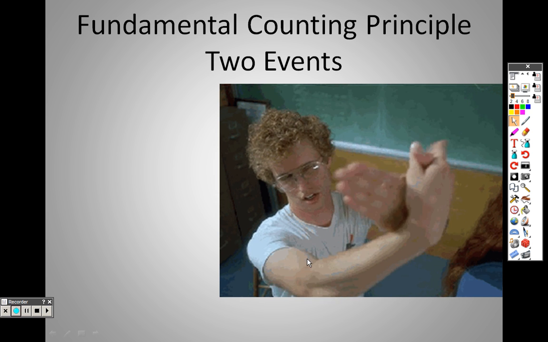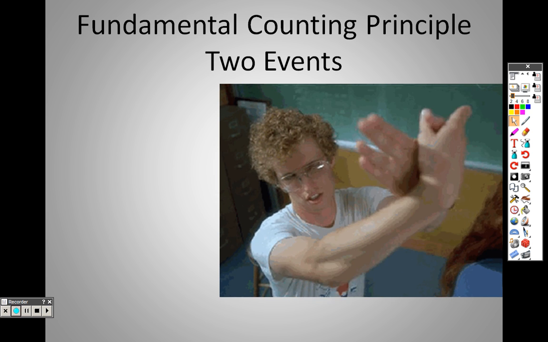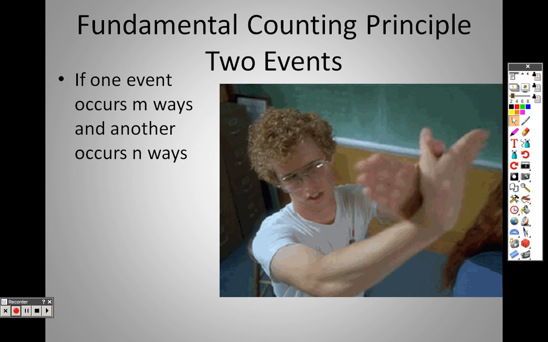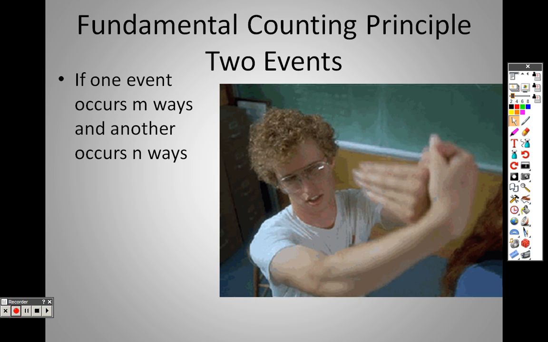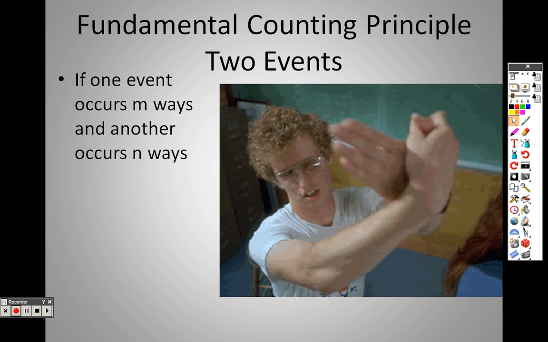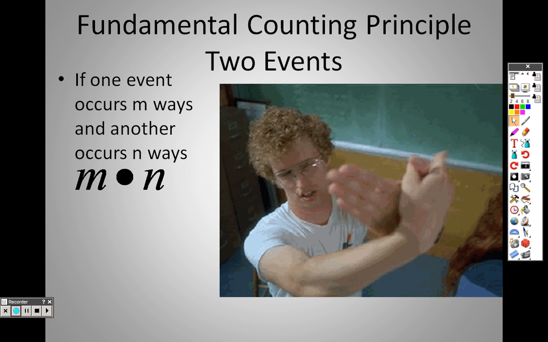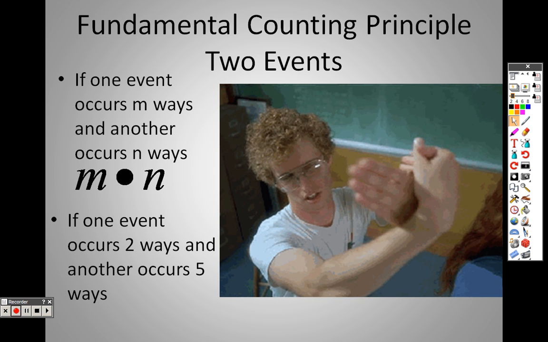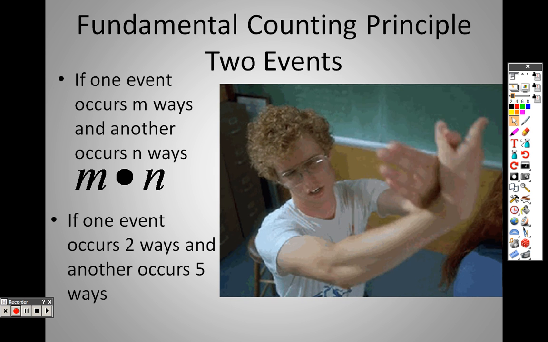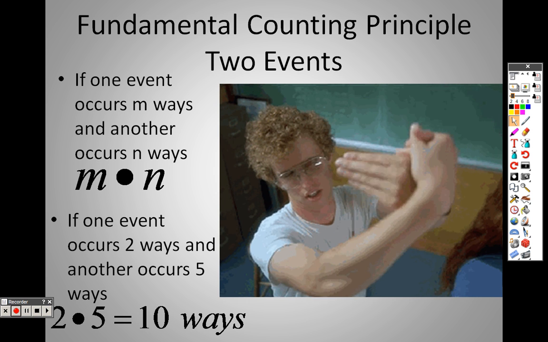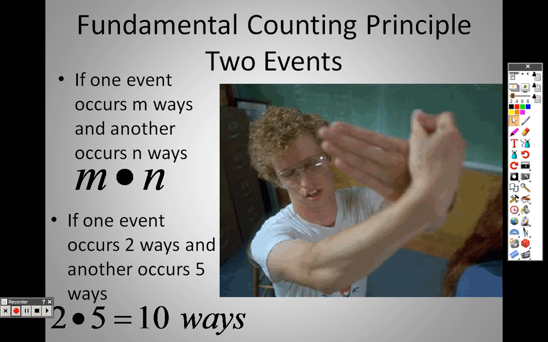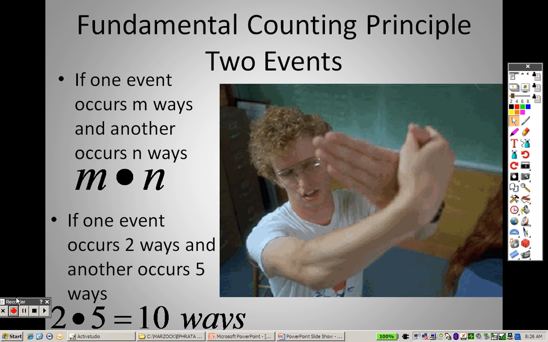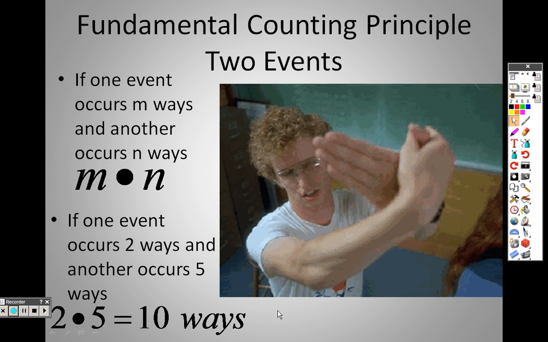So the fundamental counting principle of two events. Basically, what we're saying here is if you have one event that occurs m ways and another event that occurs n ways, you are basically going to take m times n. That's all you're going to do. You just multiply them. All you're going to do is multiply the events together. It's literally all you're going to do. If you have an event that occurs 2 ways and another event that occurs 5 ways, 2 times 5 is 10 ways. That's literally all you got to do here. All you got to do is multiplying. That is the fundamental counting principle dealing with 2 events.